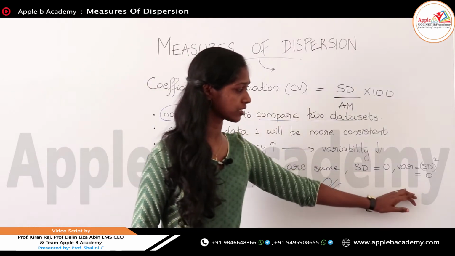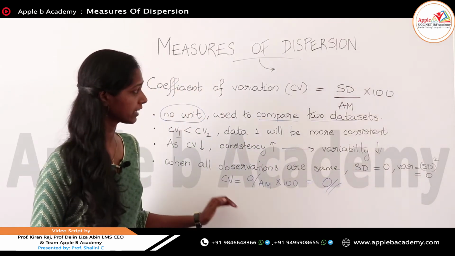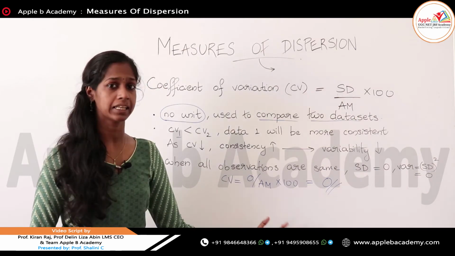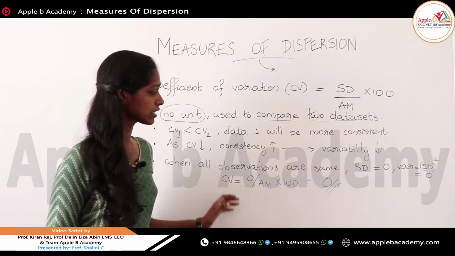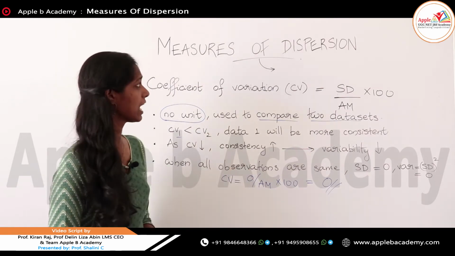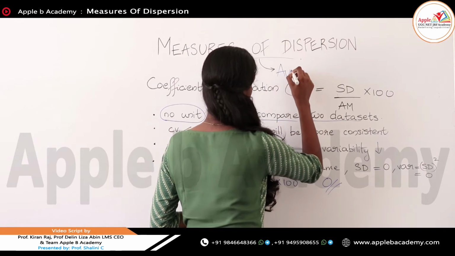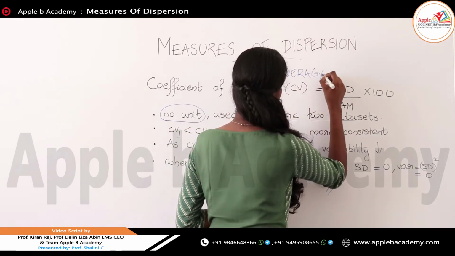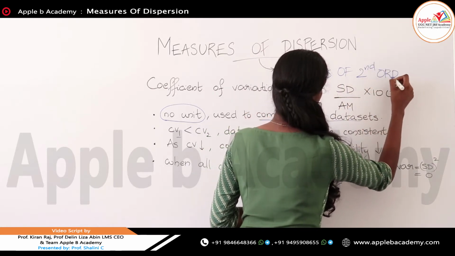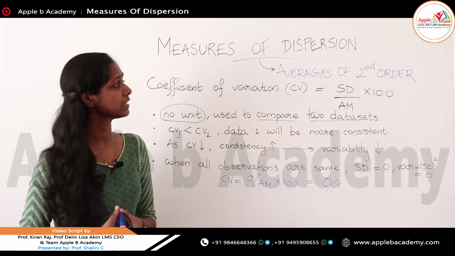So in that case variance is 0, standard deviation is the square root of variance, so that will also be 0. Putting that in the coefficient of variation formula, standard deviation by arithmetic mean into 100, 0 by arithmetic mean into 100 we will get 0. So the coefficient of variation will be equal to 0 provided the data set has all the same observations. And additionally, measures of dispersion are also known as averages of second order.